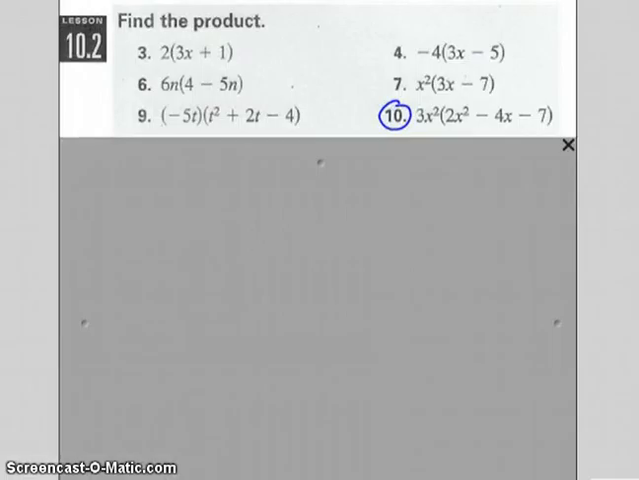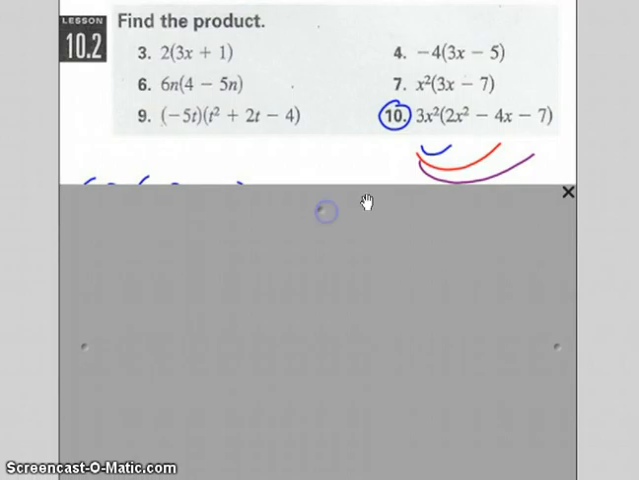Alright, now we get into the multiplication in lesson 10.2. I'm only going to do one problem, question number 10. And the way to do this is a distributive property problem. I taught this to you some point in the late fall, early winter. If you've got one number or one term, in this case, on the outside and a bunch inside parens on the inside, then you distribute it to everything inside.